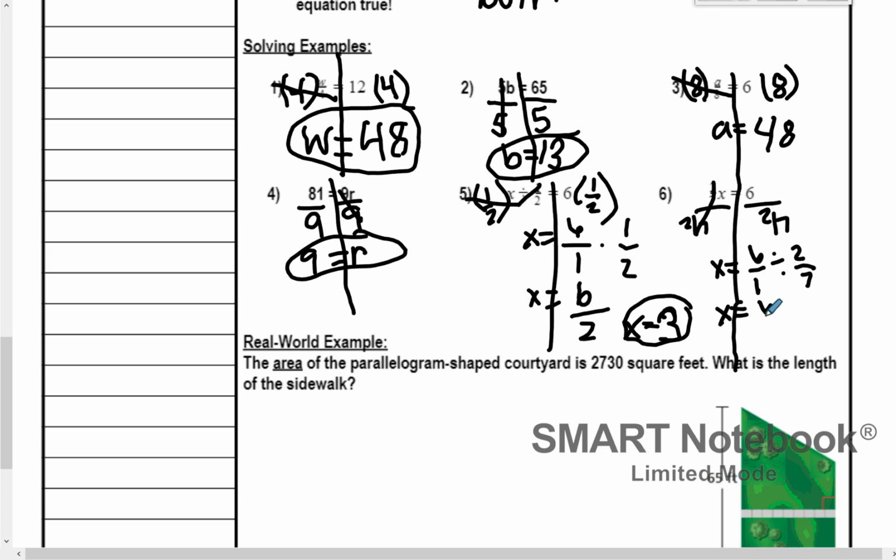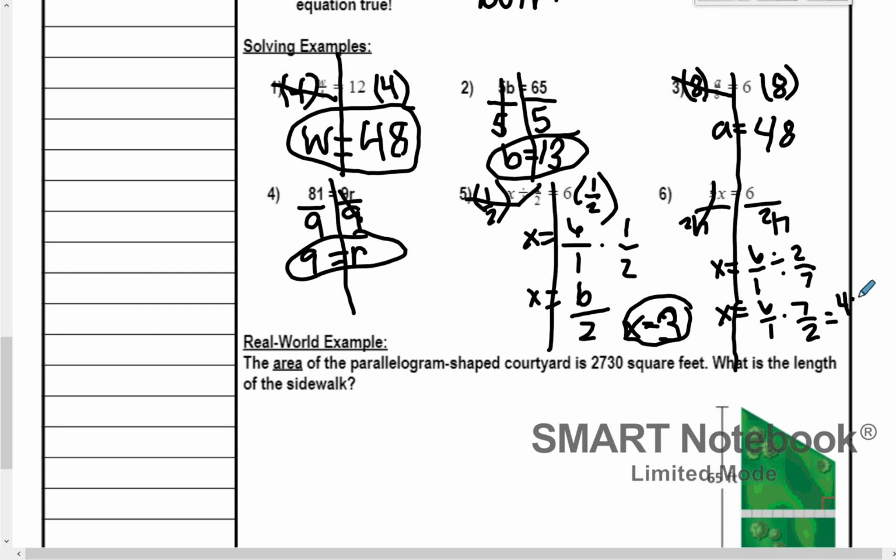But we have 6 over 1, we keep, change division to multiplication, and we flip 2 over 7 to 7 over 2. Multiply the top numbers, 6 times 7. I'm going to go off the page, hopefully you have some room here.